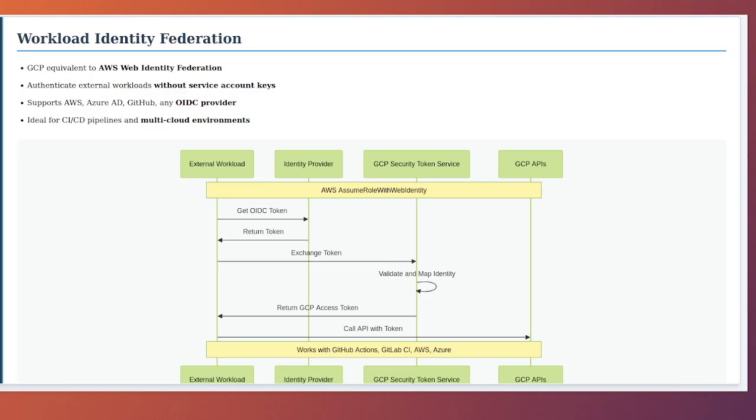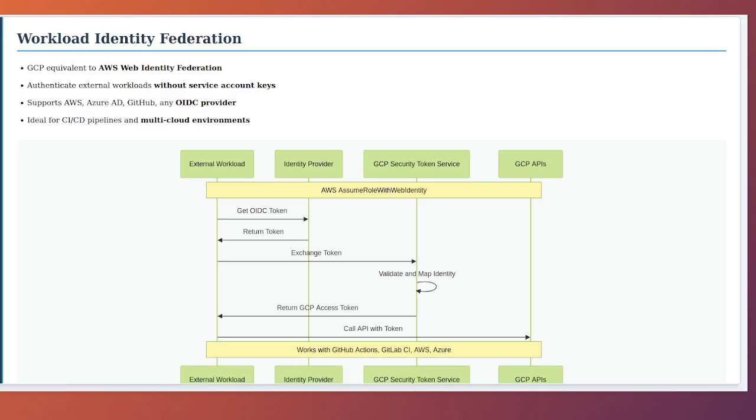The federation flow works as follows. The external workload obtains a token from its identity provider, such as an AWS STS token or GitHub OIDC token. It sends this token to GCP Security Token Service requesting a GCP token. GCP validates the token against the configured provider, maps the external identity to a principal in the workload identity pool, and returns a GCP access token. The workload uses this token to access GCP resources with the permissions granted to that principal.